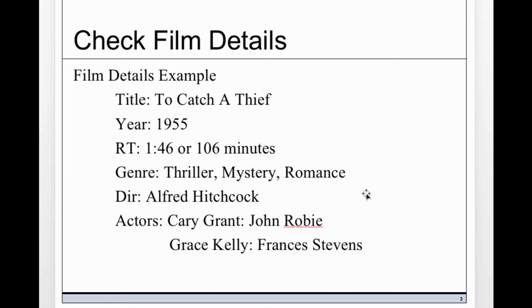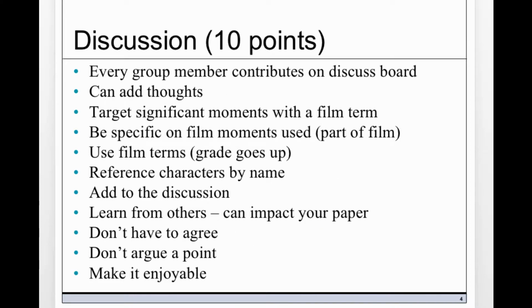Alfred Hitchcock was the director. Make note of that. You can use that sometimes to help you. Cary Grant is the main actor. This is his character name, John Roby. Grace Kelly is Frances Stevens, and there are, of course, many other actors. Note the ones you would think would help you as you watch it.